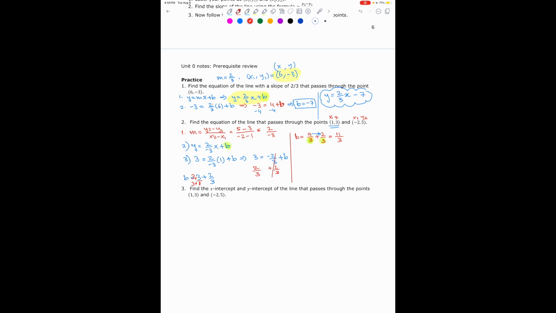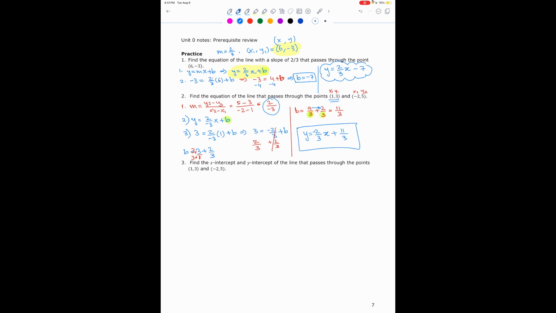So now we have our equation, or the equation of the line: y equals the slope, which we found previously, 2 over negative 3 or negative 2 over 3. It doesn't matter where you put the sign as long as it tells you that the fraction is negative. x plus the y-intercept, which is 11 over 3, and that is the equation of the line for question number 2.